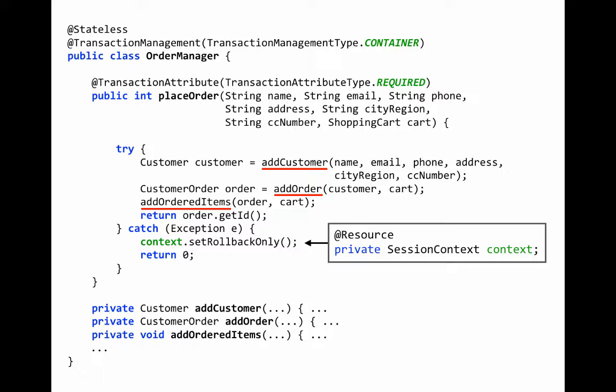Okay, when you add this annotation to a resource, the container injects the resource into the class at runtime. So you won't see the context variable initialized anywhere in this class. Let's take a look at the private helper methods one at a time.